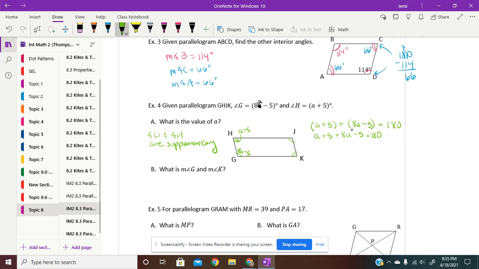So on the left-hand side, what can I combine? I have an A and an 8A. They're both positive, so when I add them together, I get 9A. I have a +5 and a -5. So those actually cancel and go away completely, right? They're inverses. 9A is equal to 180 degrees. And to solve for A, I divide by 9, divide by 9. 9 goes into 180 20 times.